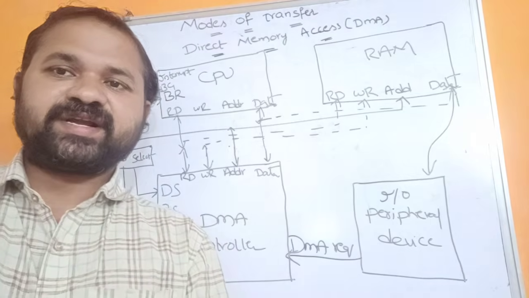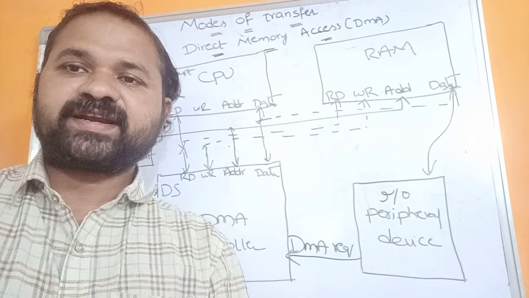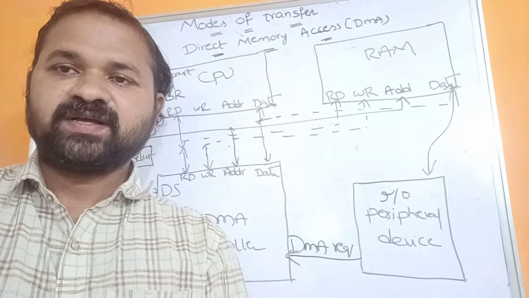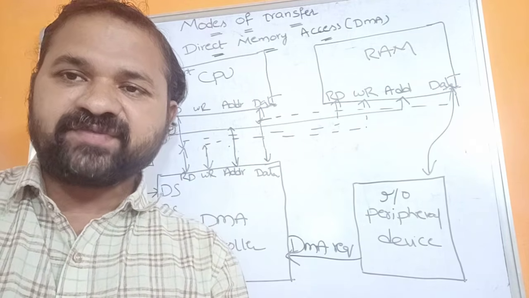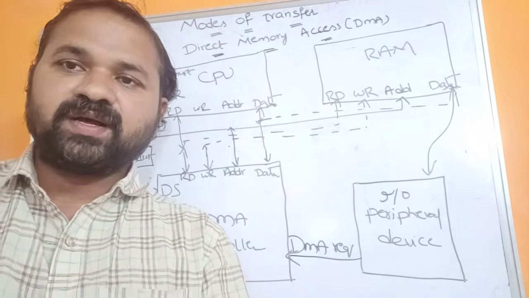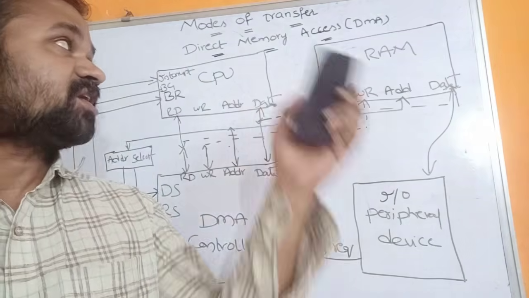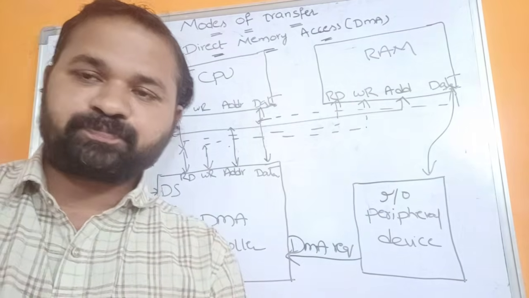Now let's see about direct memory access. Generally we can transfer data in three ways. The first way is programmed IO. The second approach is interrupt initiated IO. Third approach is direct memory access. In short we can call it DMA.